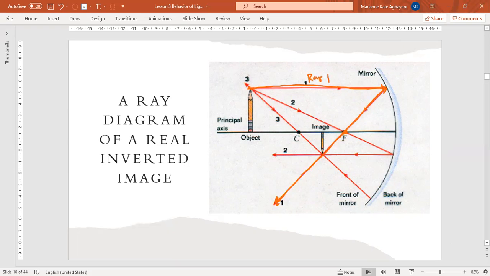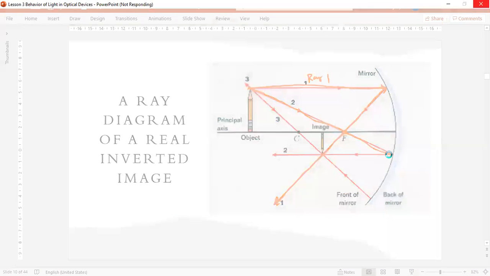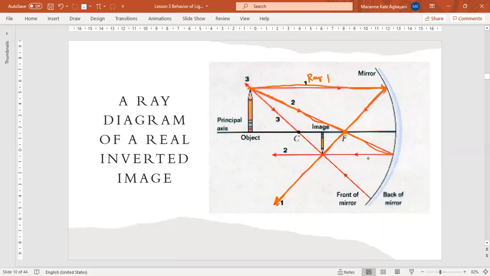For our ray 2, we have here from the tip, passing our focal point, and that will be parallel. Make a line that is parallel to the principal axis. So ito yung principal axis natin. Make a line, it will be parallel. That will be our ray 2. Okay? So yan yung magiging ray 2 natin.